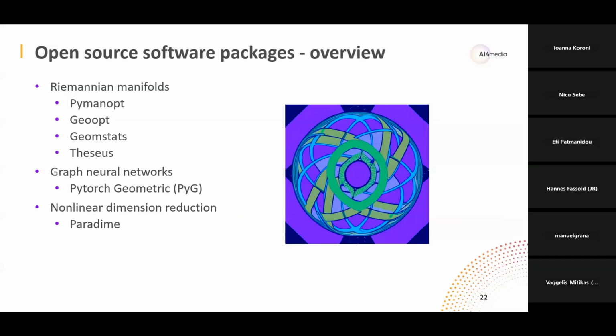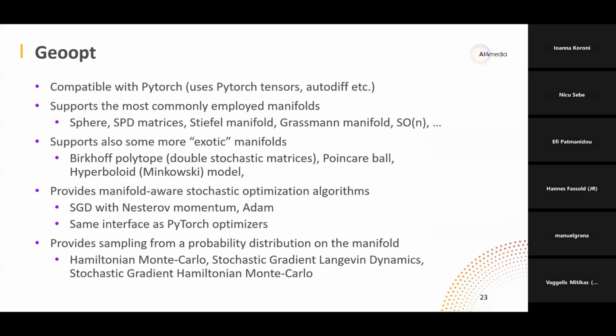So for Riemannian manifolds, I found a few libraries: PyManopt, GeoOpt, GeoMstats, and Theseus. For graph neural networks, there's a nice library, PyTorch Geometric or PyG. And for nonlinear dimension reduction, there are quite a few algorithms, and there's a package called Paradigm. I will go briefly through GeoOpt, and the other packages are quite similar.